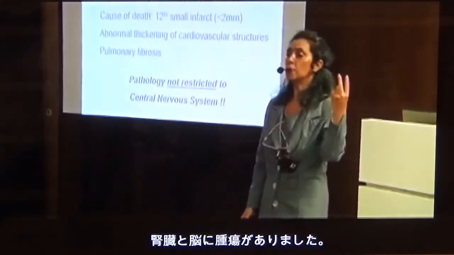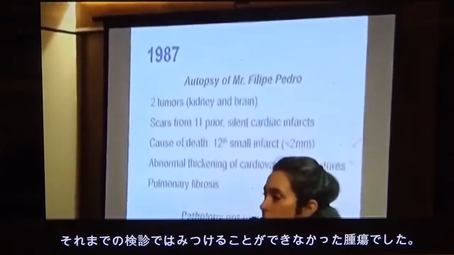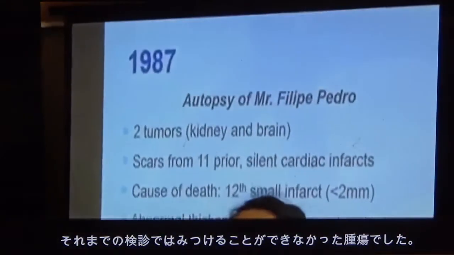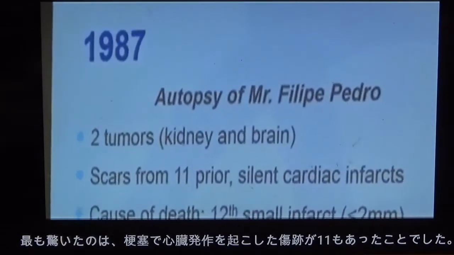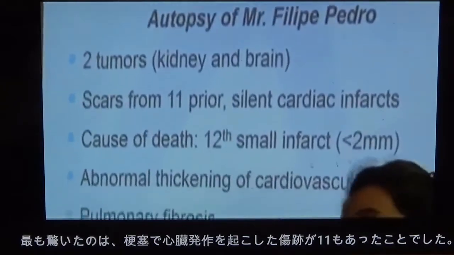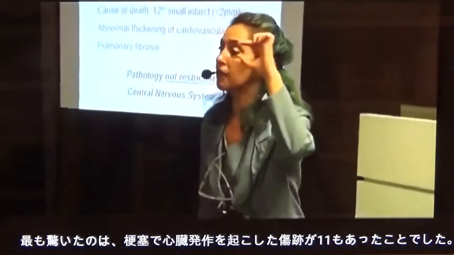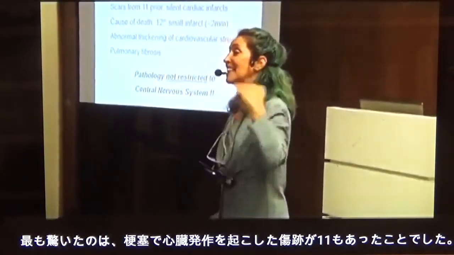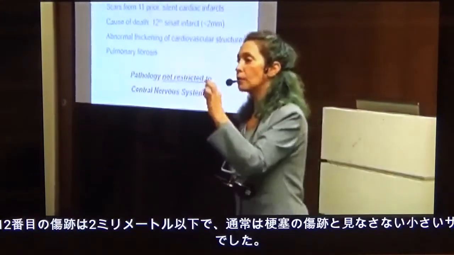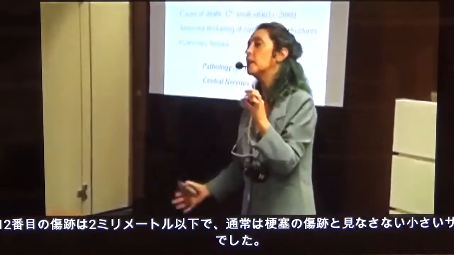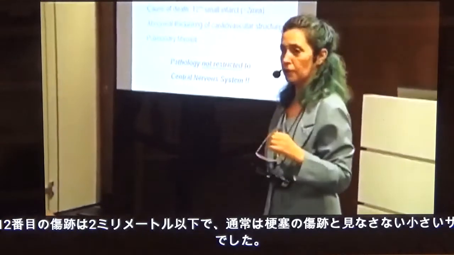We found 2 silent tumors. There was no suspicion that this man had a tumor, let alone 2. One of the most incredible things is this man's heart: each time you have an infarct, a heart attack, a scar is formed in the heart. This man had 11 scars, and he died of the 12th, which was a scar so small that in the regulated tables it doesn't even count as an infarct because it was below 2 millimeters.